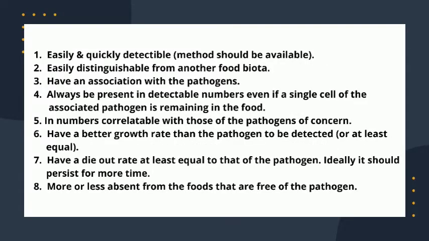Indicators of water safety should be easily and quickly detectable, easily distinguishable from other food biota, should have association with pathogens, and should always be present in detectable numbers. Their numbers should ideally correlate with those of the pathogens of concern, they should have a better growth rate than the pathogen, and a die-out rate at least equal to that of the pathogen. Ideally, they should persist for more time and should be absent from the foods which are free of the pathogens. So all these criteria are qualified by Escherichia coli.